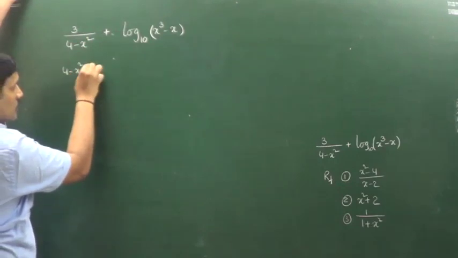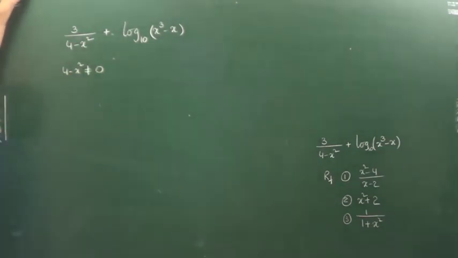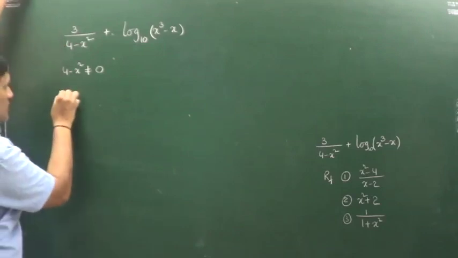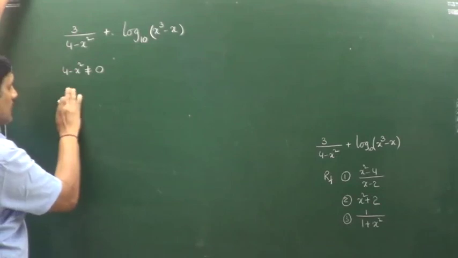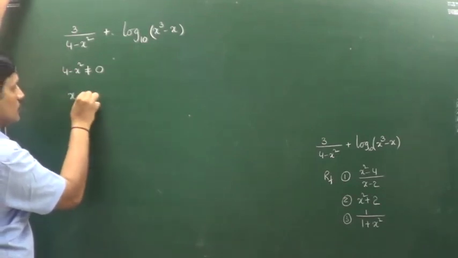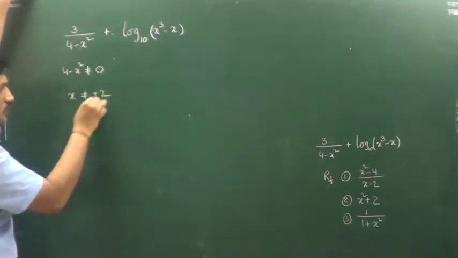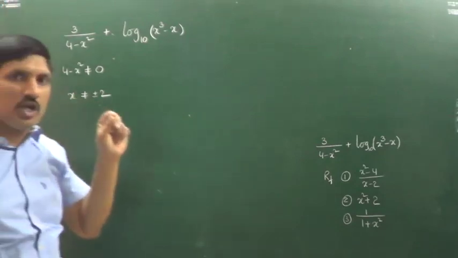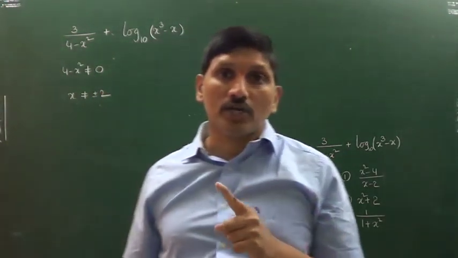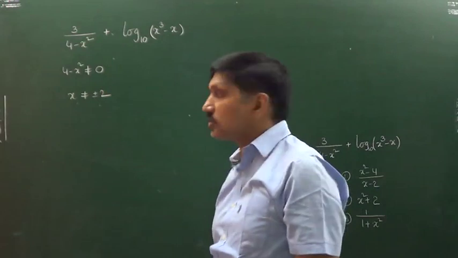4 minus x square is not equal to 0, because the denominator is not equal to 0. That's why we can write x is not equal to plus or minus 2. X value is not equal to 2, x value is not equal to minus 2. That is the information we got.